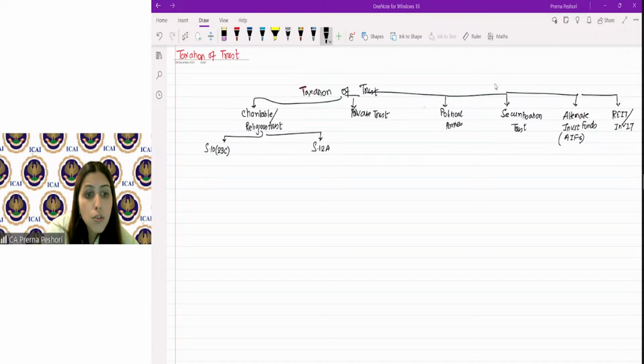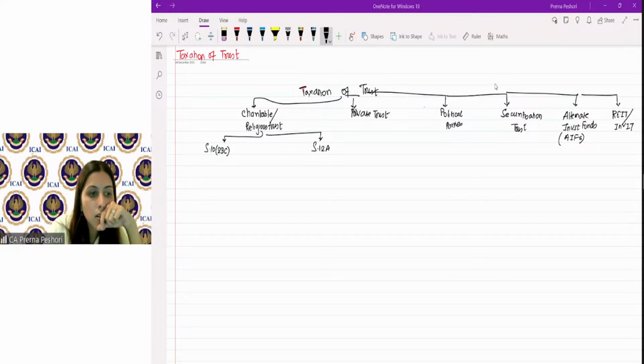So we are first going to touch upon the InvITs, REITs, and the securitization trust. That is what we are going to target first. Now, what are securitization trusts? First, we'll start with that.